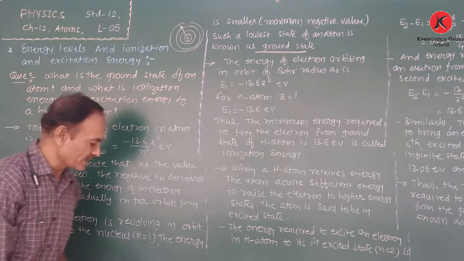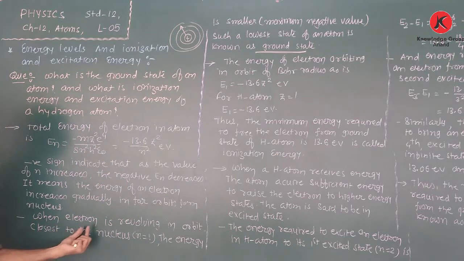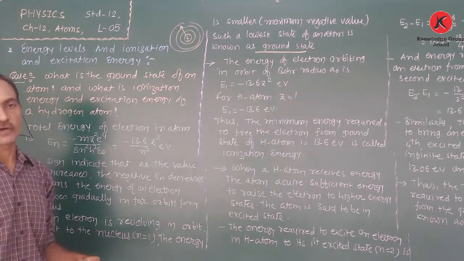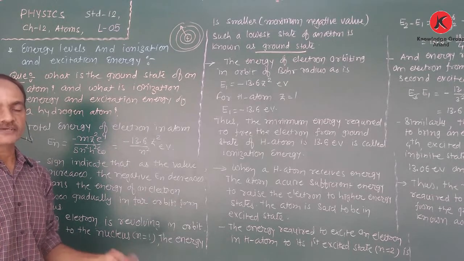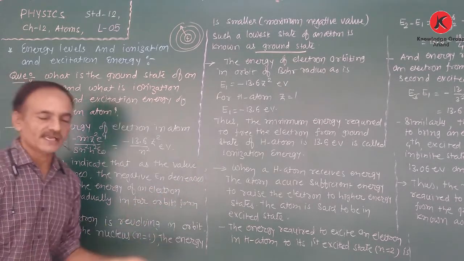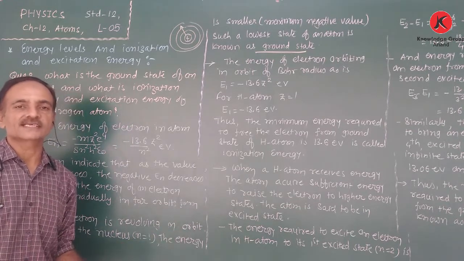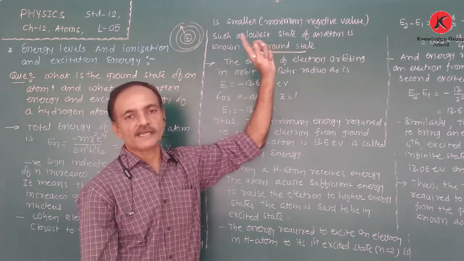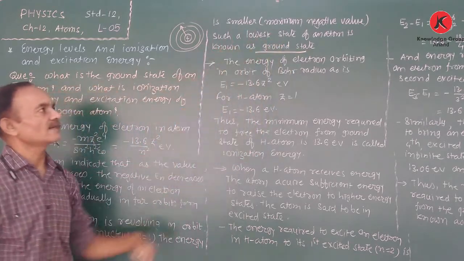Again, the definition of the ground state: when the electron is revolving in the orbit closest to the nucleus, that means the first orbit, the energy is smaller. For the hydrogen atom it is minus 13.6 electron volt, while for other elements it is minus 13.6 into Z square electron volt. Such a low state of an atom is known as the ground state.